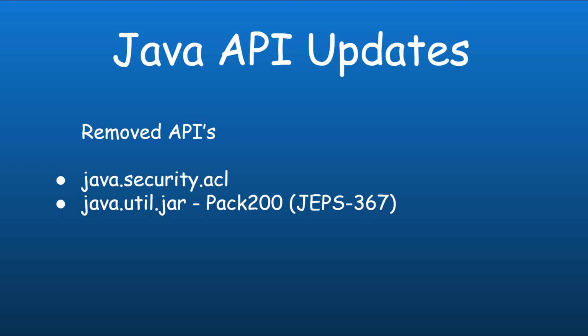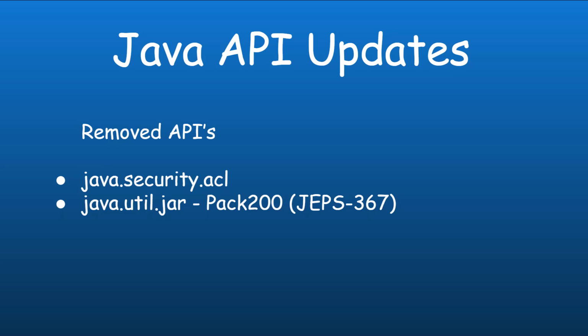Let's have a look at the removed APIs first. The first one is package java.security.acl. This package and all the types under this package are removed from Java 14. From the package java.util.jar, the Pack200 compression tools and APIs are removed. This legacy compression technology and the API were already deprecated in Java 11. You can read more about this at Java Enhancement Proposal 367.